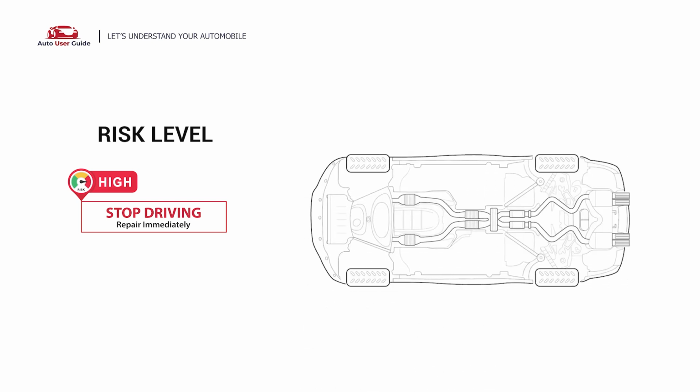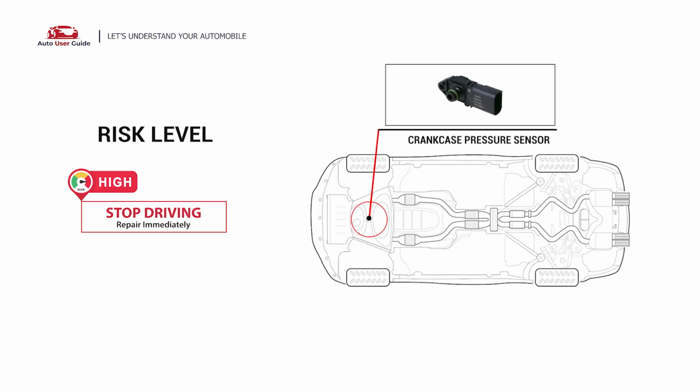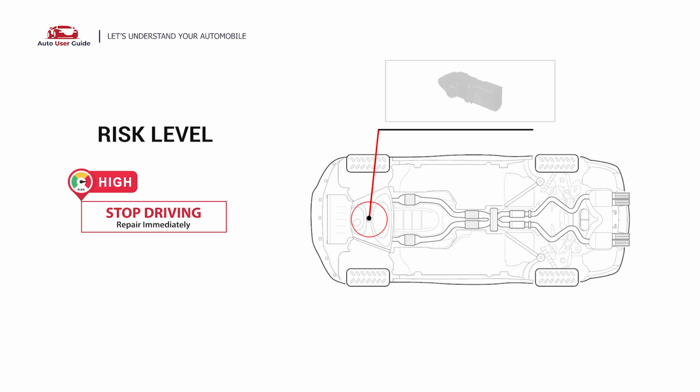A P052E engine error code indicates a problem with the positive crankcase ventilation, PCV, regulator valve, meaning the engine control module has detected an issue with the pressure within the engine crankcase, usually due to a faulty crankcase pressure sensor or a malfunctioning PCV valve itself.